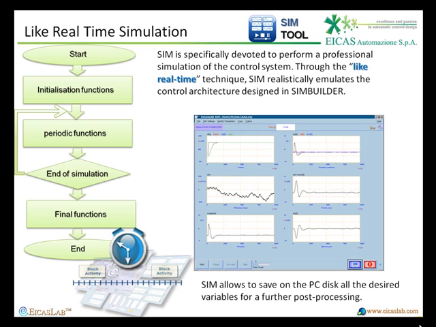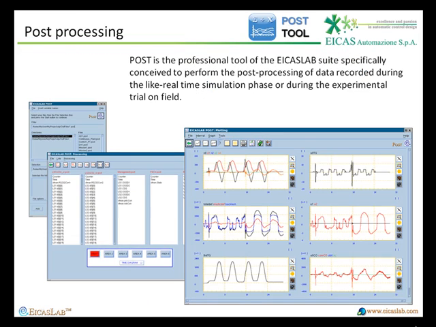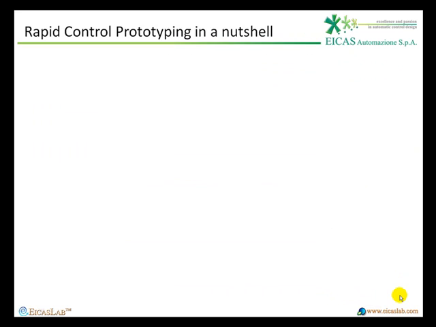In addition, it allows to save on the PC disk all the desired variables of your programmed activities for further post-processing. The post-processing phase is addressed in EICASLab with a specific tool called POST, specifically conceived to perform the post-processing of data recorded both during the like real-time simulation phase and during the experimental trial on field.